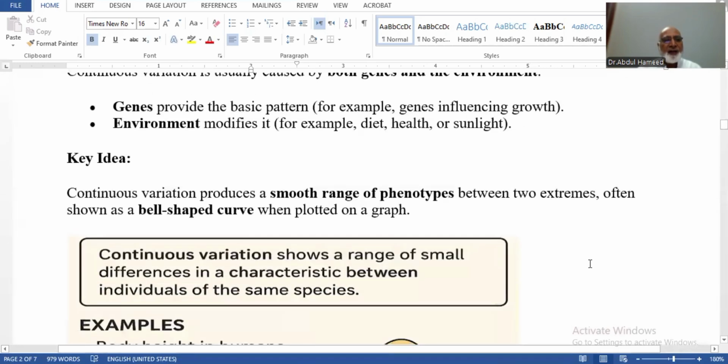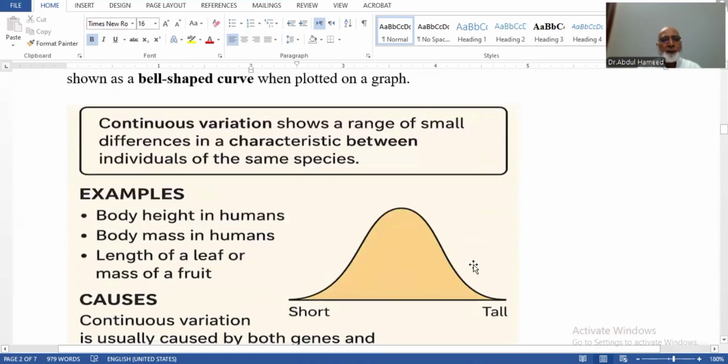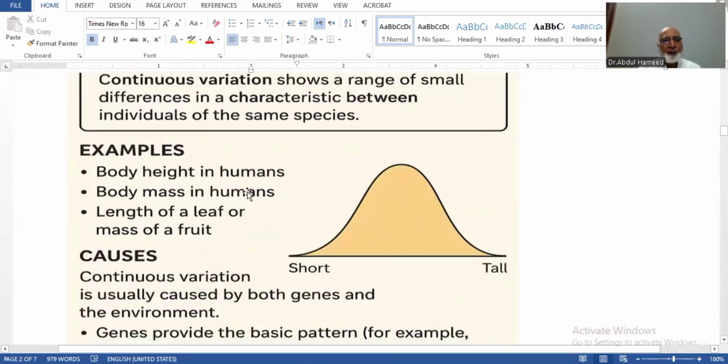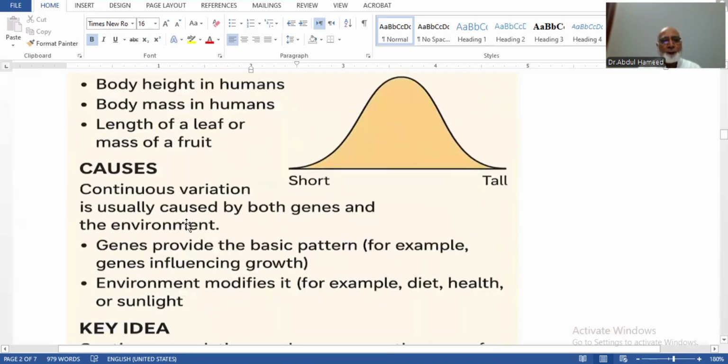So the key idea is continuous variation produces a smooth range of phenotypes between two extremes, often shown as a bell-shaped curve when plotted on a graph. So here is a figure showing this detail. Continuous variation shows a range of small differences in the characteristics between individuals of the same species. Example, body height in humans, body mass in humans, length of the leaf or mass of the fruit. So there is a bell-shaped appearance of the graph.